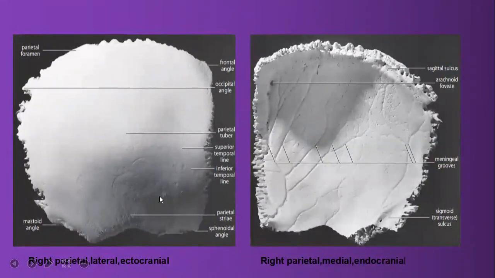Other structures within the parietal, we have the parietal striae, inferior temporal line, superior temporal line, and the parietal tuber, which is the point of ossification for this bone. On the endocranial surface, we have the middle meningeal grooves, the arachnoid foveae, the sagittal sulcus right there. Then we have the sigmoid sulcus, which is found right there. So let's move to the description part.